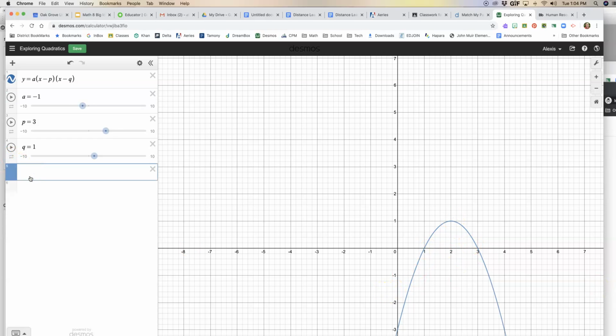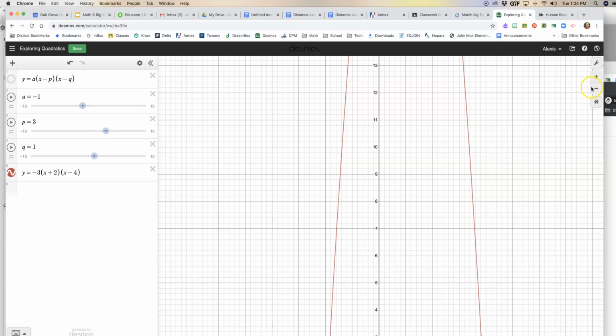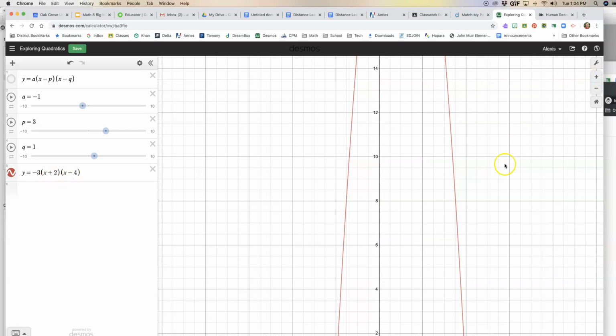So let's take a look at this equation. Let's say we had y equals negative 3, so it's going to be upside down, times (x plus 2)(x minus 4). So this is upside down, right? Whoa, let's look at that parabola. Upside down, but it's got an intercept at negative 2 and a positive 4.